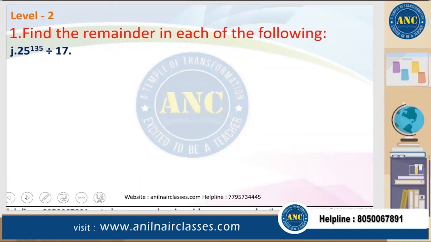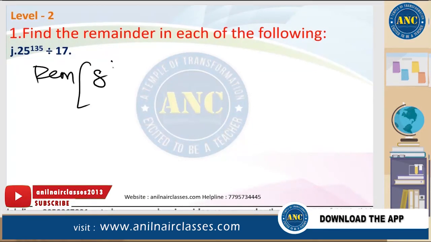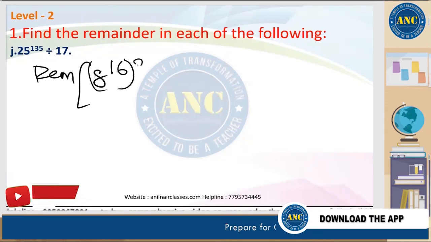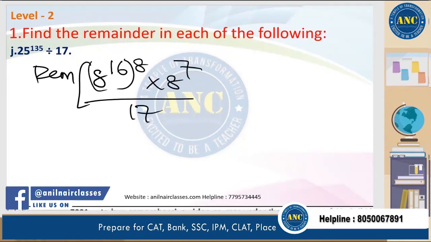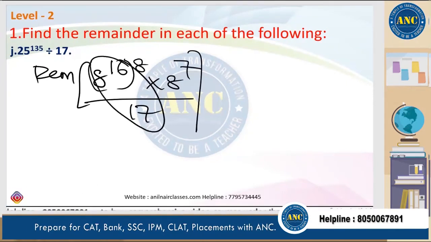I am more interested. This also you can solve it. 25 directly I am writing. 17 ones are 17. 18 power 16. 8 eights are 128 into 8 power 7 by 16. I hope it is clear.